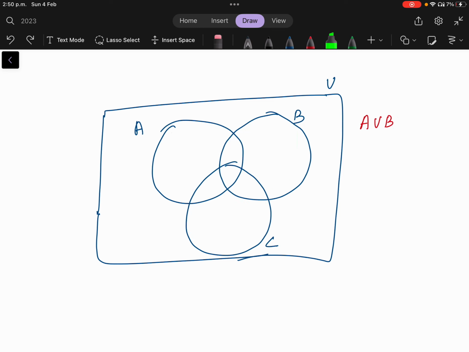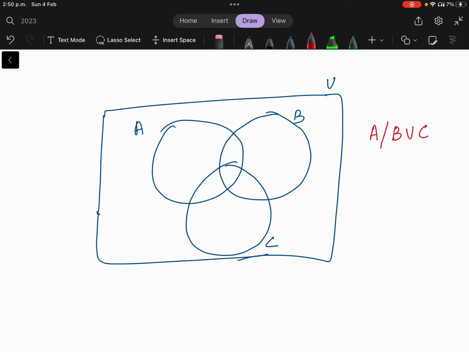Now if you need to write A intersection B intersection C, that is the common part of all the three sets, that is only this middle part. Okay, then if you need to color A difference B union C, they can ask any combination.